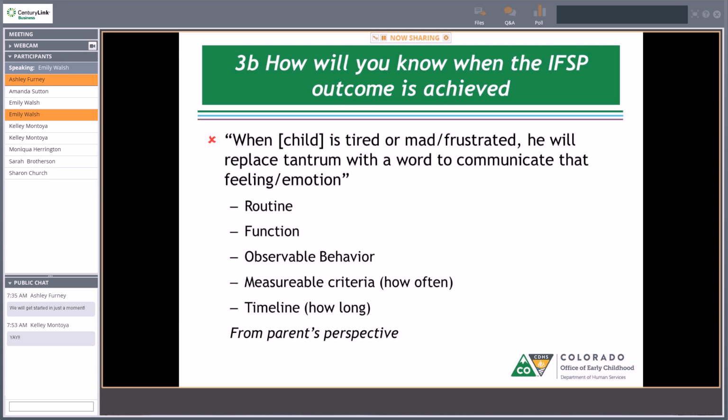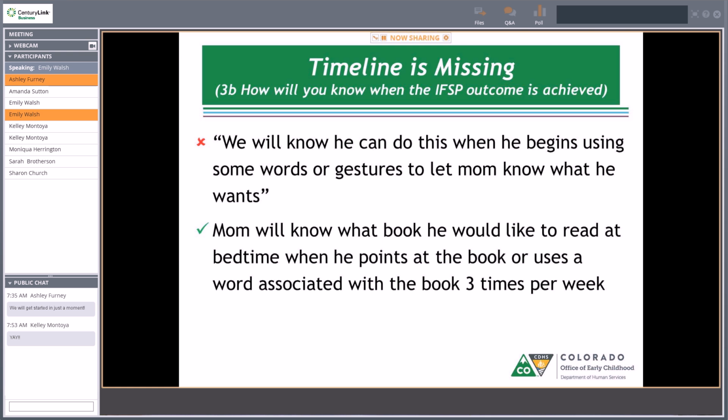So I'm going to throw that out to you guys again. How do we pull that out, the measurable criteria in? And I can go back to this previous slide if that's a helpful example.